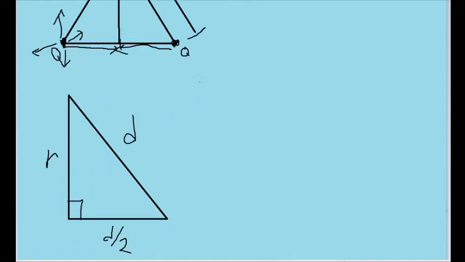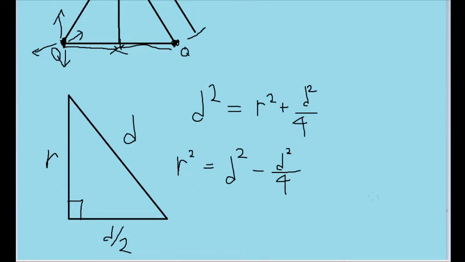According to the Pythagorean theorem, the square of the hypotenuse of the right triangle is equal to the sum of the squares of the other two sides. So r squared plus the square of d over 2, or d squared over 4. Now let's take this equation and solve it for r. So r squared is equal to d squared minus d squared over 4.